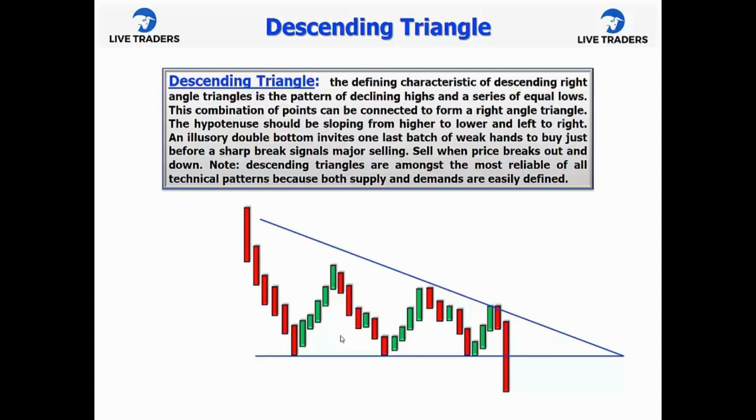An illusory double bottom invites one last batch of weak hands to buy just before a sharp break and major selling ensues. Sell when price breaks out and down of this pattern. Okay, so descending triangles are pretty reliable patterns because both supply and demand are easily identifiable. Now, why does this pattern work? Let's take a look behind the psychology of the pattern, okay?